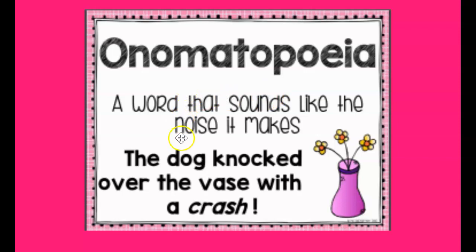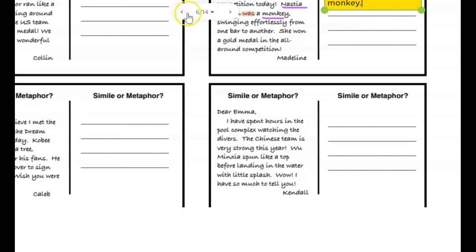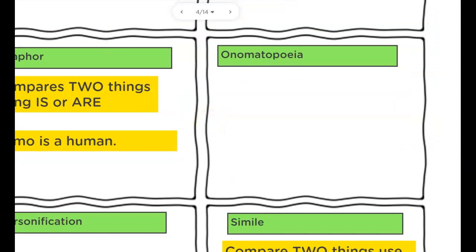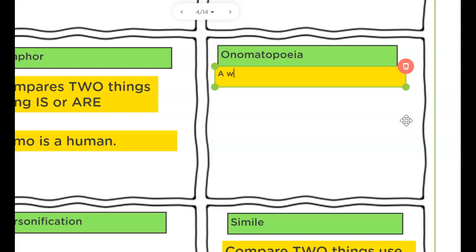So maybe your dog is running around and you hear a crash. The word crash is onomatopoeia. It is a sound word. So let's go ahead and add that to our chart. Onomatopoeia is a word that actually represents a sound.